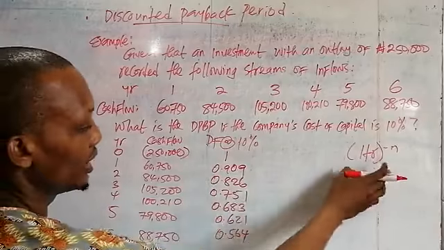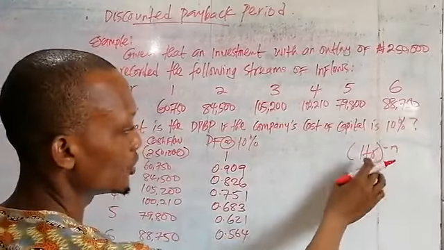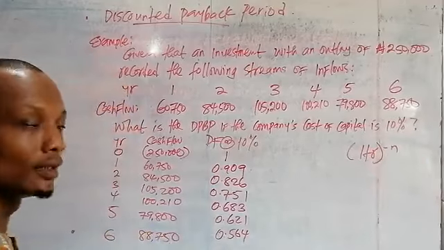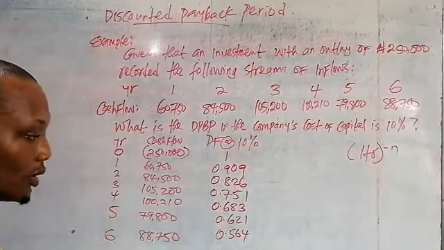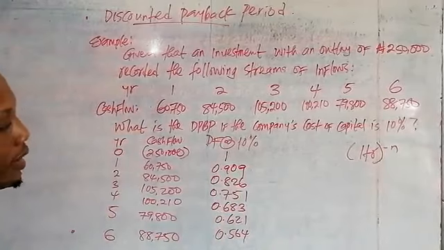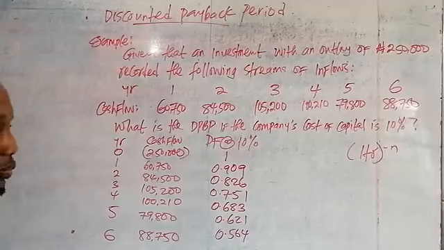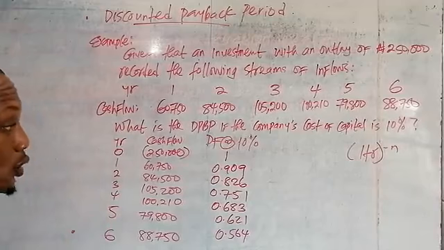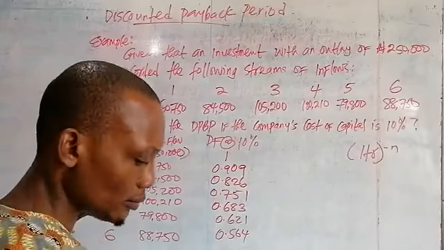If you use this formula for each of these years, for year 1 you have 1.1 raised to the power minus n, and you are going to have this value, and so on. I will still do a video on how to use a calculator to compute this. Outside that, you have your present value.